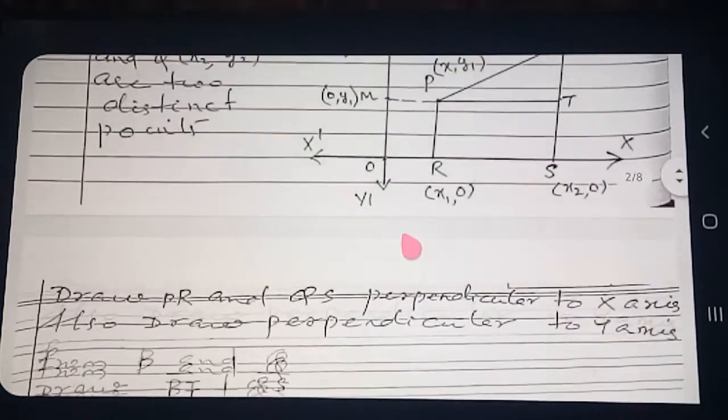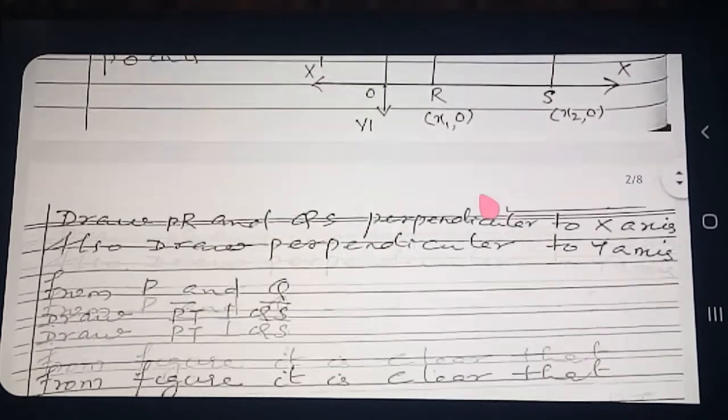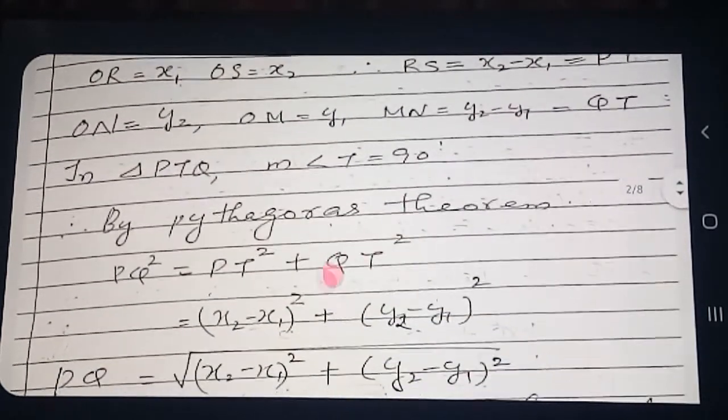See once more the diagram. T is 90 degrees, so what is PQ? PQ is the hypotenuse. So how can I apply the Pythagoras theorem? Hypotenuse square is equal to base square plus altitude square. Therefore PQ square is equal to PT square plus QT square. See the diagram. See the point what I have written.